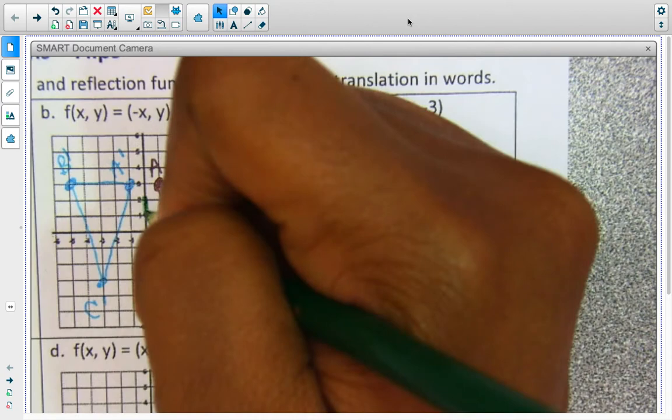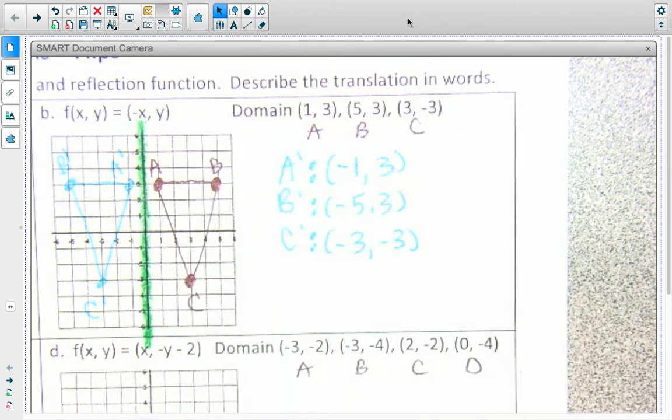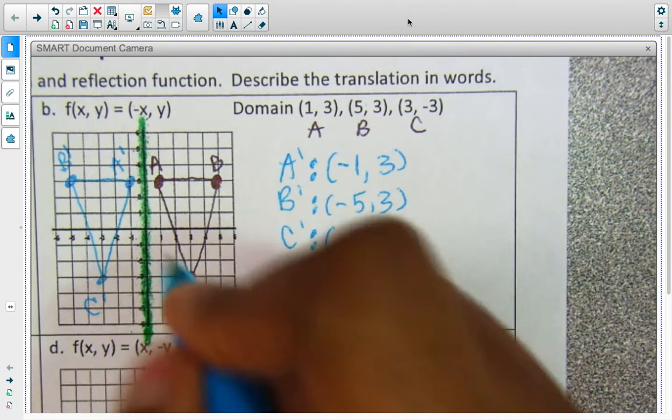So this is actually a reflection over the y-axis. So that green line is what I drew in there. That is actually a reflection over the y-axis. So let's write our rule in.